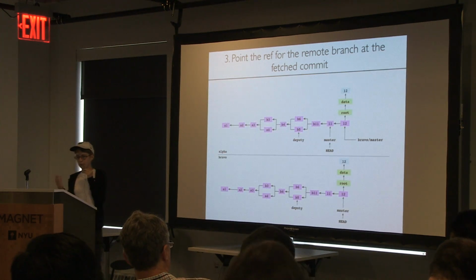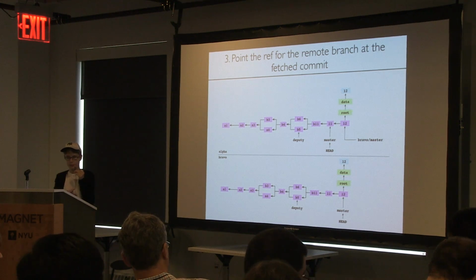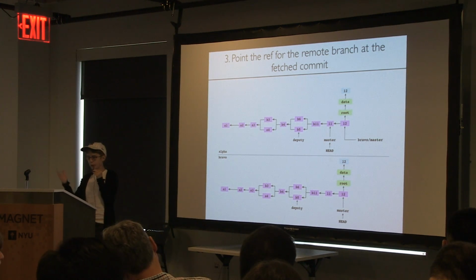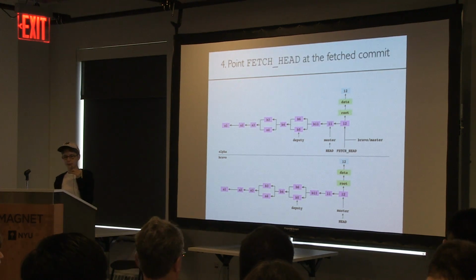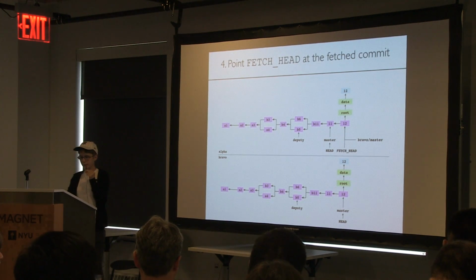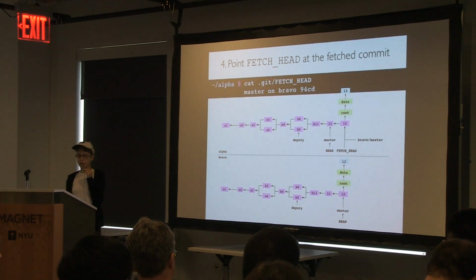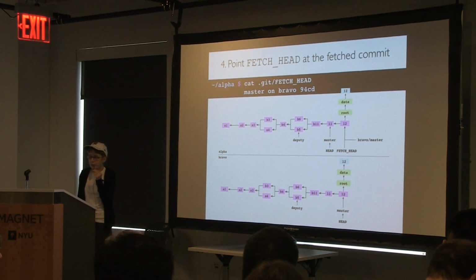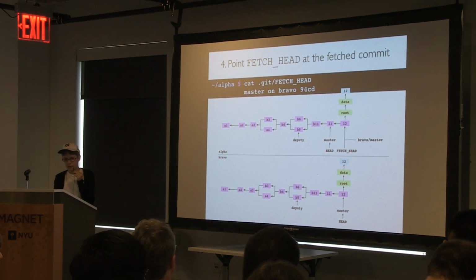So let's add that ref to our graph. So notice how Alpha's master is still on 11, but we've got this record of Bravo master pointing at 12. Okay? Next, we point something called the fetch head at the fetched commit. So let's just add that to the graph, also pointing at 12. And the fetch head is ultimately just a record of what happened the last time you fetched. So it just says, hey, I got master from Bravo and it had this hash. That's lovely. So again, there's the hash of the 12 commit.